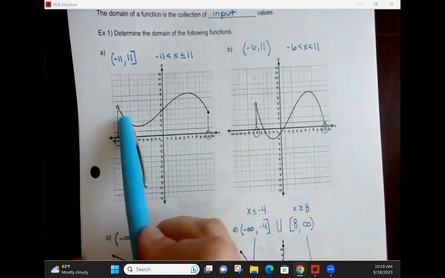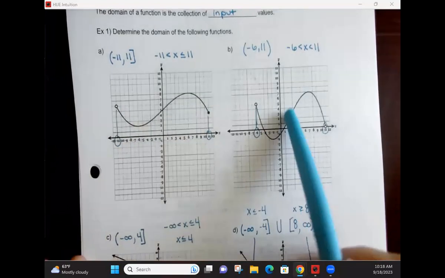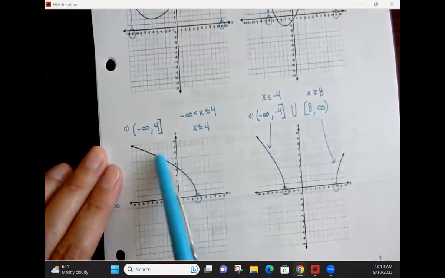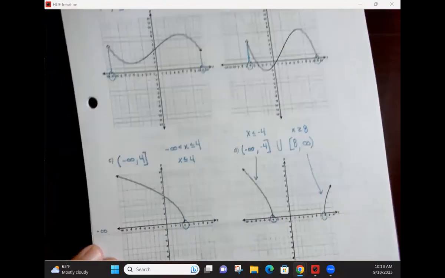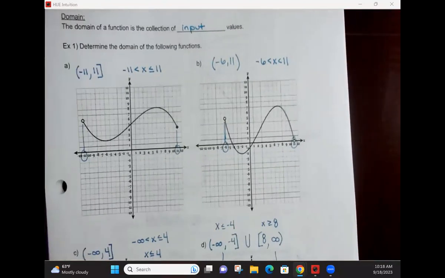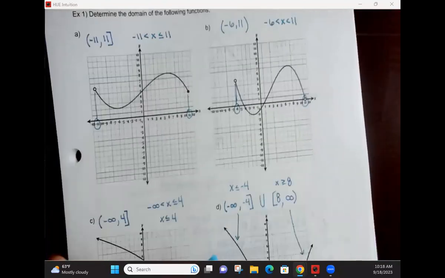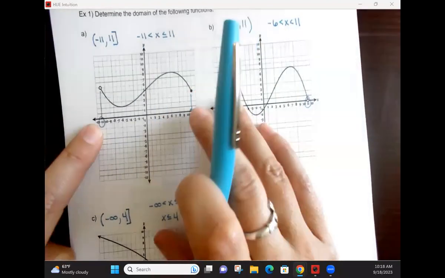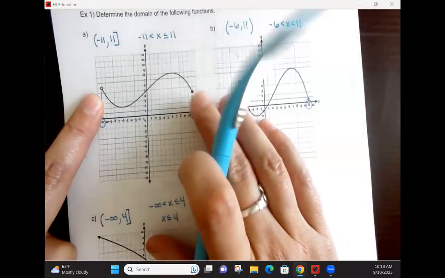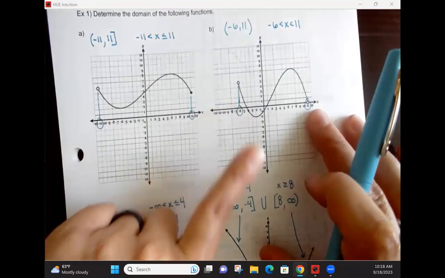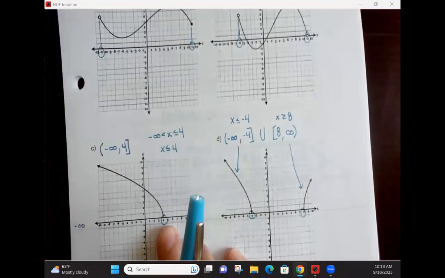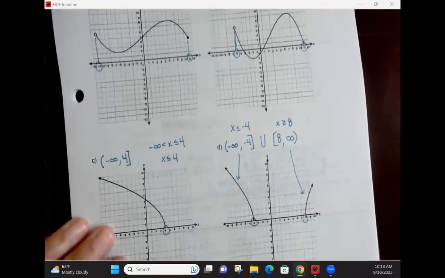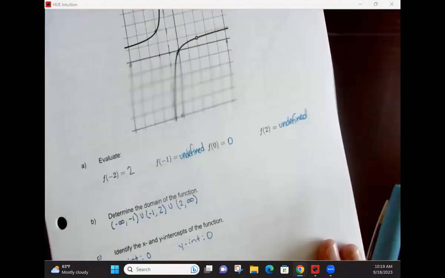But something like A or B or C, those would be what we're talking about when we say continuous. Okay, for the defined part of that function, everything in between -11 and 11 is defined. Everything in between -6 and 11 is defined. From -infinity to 4, that's all defined. Okay, no gaps, no breaks, no jumps, nothing like that.